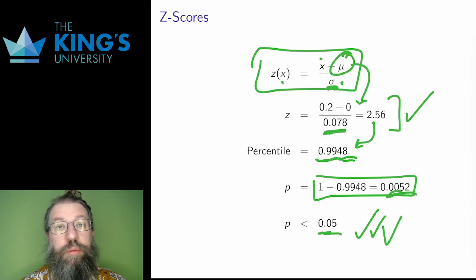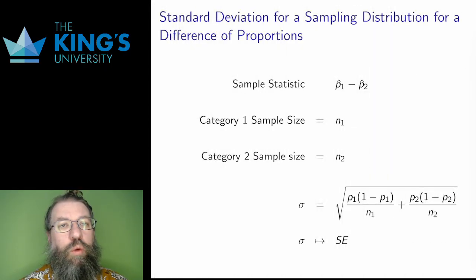The central limit theorem says that the sampling distribution is normal. That means I can calculate a z-score for my sample statistic, which I can change into a percentile, which I can change into a p-value. Well, wait, what about the standard deviation? I just pulled that number out of thin air on the last slide, but where did it come from?